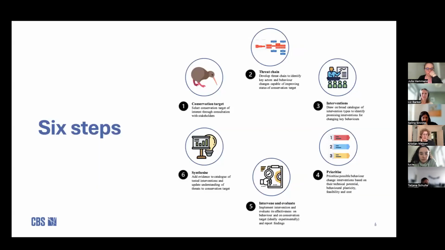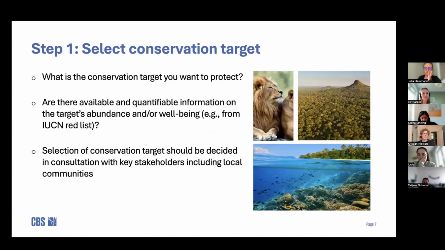And for this, I'll rely on a framework that we published in a paper. I'll link to it towards the end, where we identify 6 steps in developing a behavior change intervention. But I'll only talk about 5 just for the sake of time. So the first one is selecting a conservation target. So obviously we should start at what it is that you're actually trying to conserve. So is this, for example, a specific species? Is this an ecosystem? Is it a group of ecosystems? Is it a specific area that you're interested in?